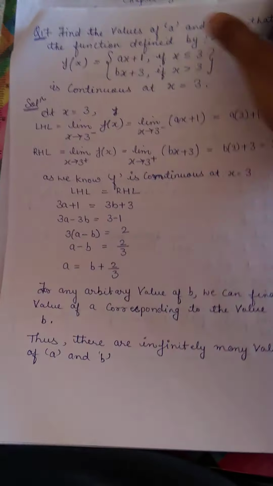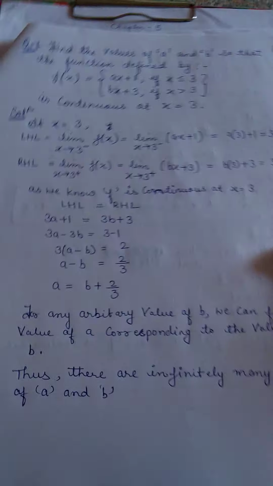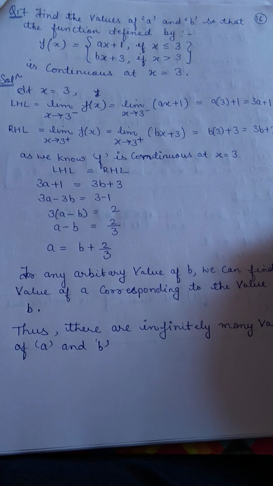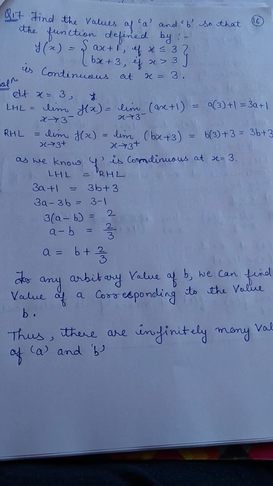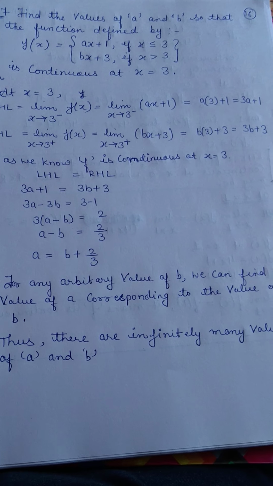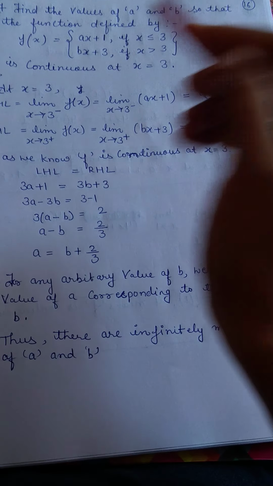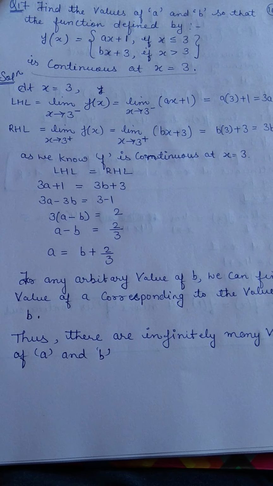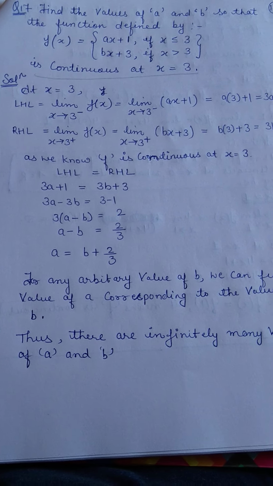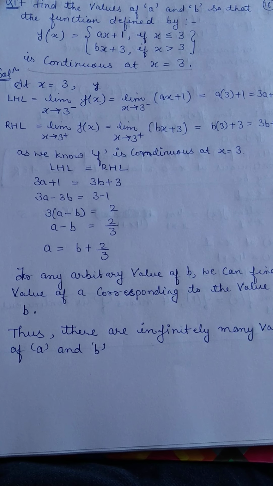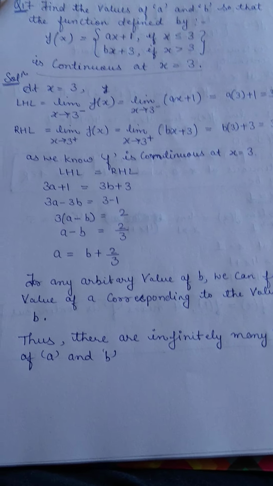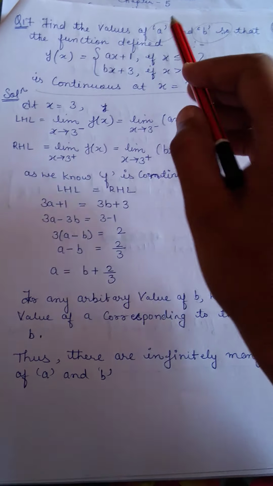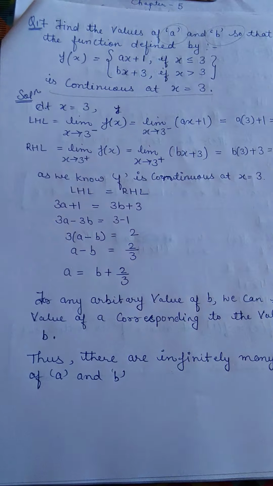Question number 17. In this question number 17, this is a different kind of question now. It is already given that your function is continuous at x is equal to 3. Means your left hand limit, your right hand limit and your function value all are same. But you have to find out the value of unknown variables, that is a and p. Clear?